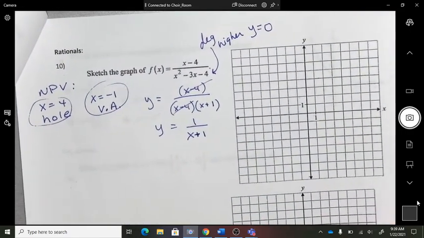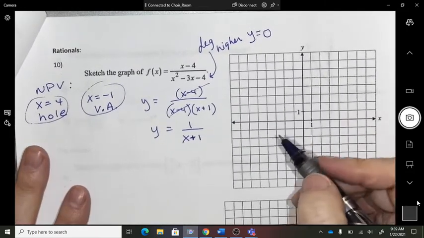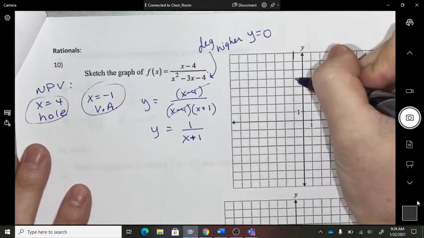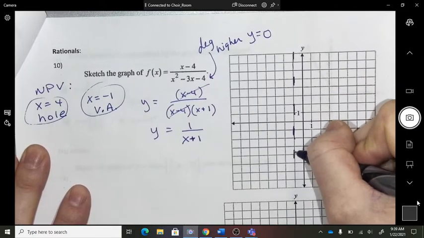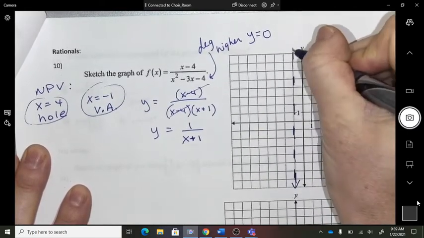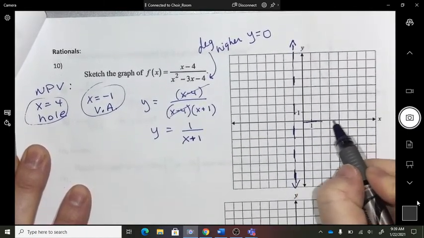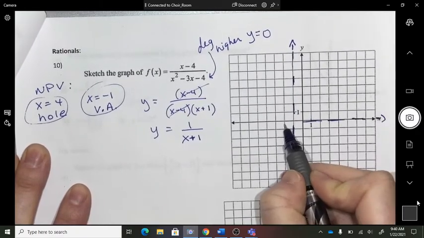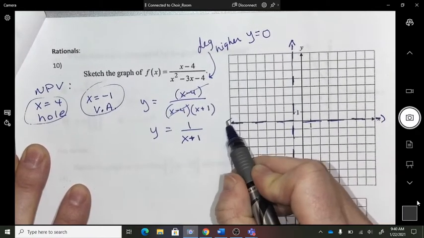So that's the rules. So I'm going to draw all that stuff in. I'm going to go -1 vertical asymptote. I'm going to go horizontal at 0.